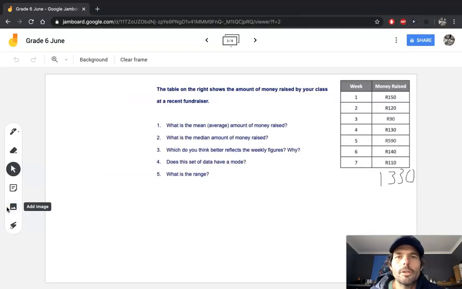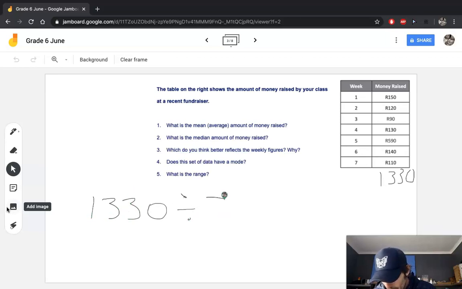Let's have a look at this question. The table on the right shows the amount of money raised by your class at a recent fundraiser. Question number 1 asks, what is the mean or average amount of money raised? So you can see I've already put in the total of the money raised, 1,330 Rand. And we know that to work out the mean, we need to divide 1,330 by 7.